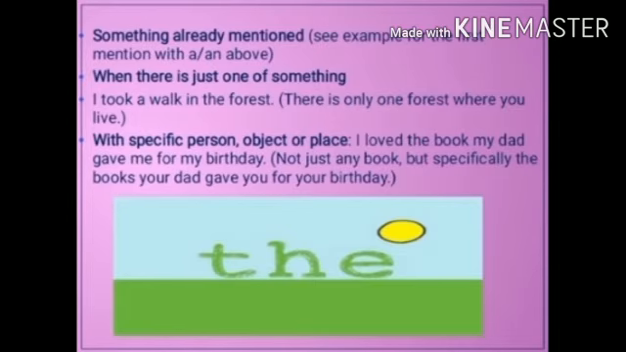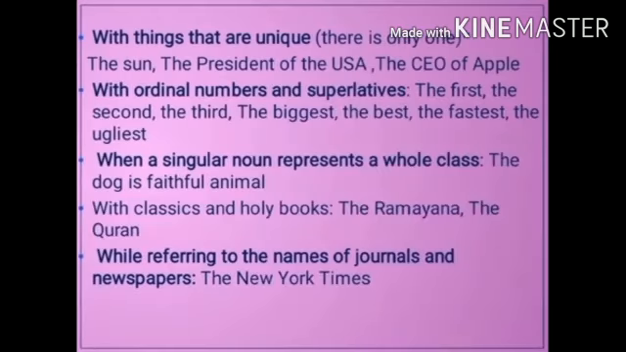The is used with a specific person, object or place. Example, I loved the book my dad gave me for my birthday. It is not any book, it is the specific book that his dad gave him on his birthday. The is used with things that are unique or there is only one of them, like the sun, the moon, the president of Japan, etc.